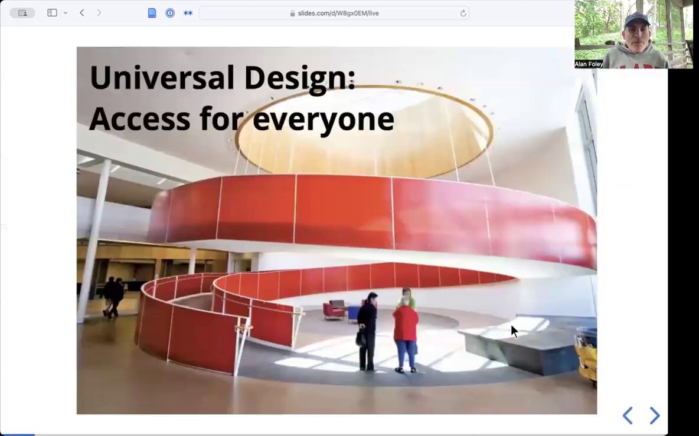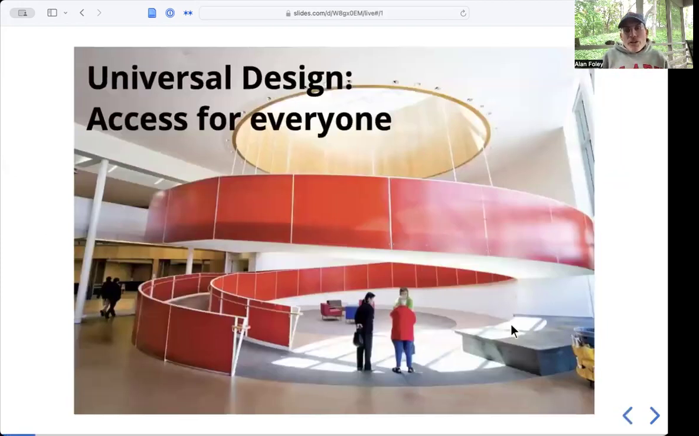But today we're going to be talking about universal design and universal design for learning. And so the idea of universal design is that something, whether it's a building, a curriculum, a lesson, a tool, is designed from the outset to be the most useful for the most people, to be the most accessible to the broadest range of people.